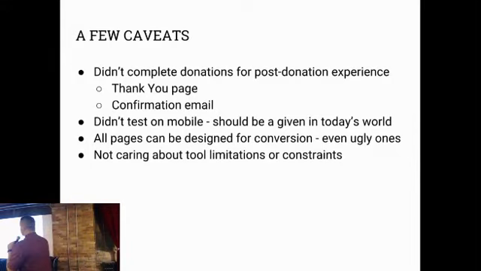So for these optimizations, I didn't complete the whole donation. I don't have that much money. So I didn't go through to the thank you page or monitor confirmation emails. I didn't test on mobile. It's hard to do screen grabs through the whole process.